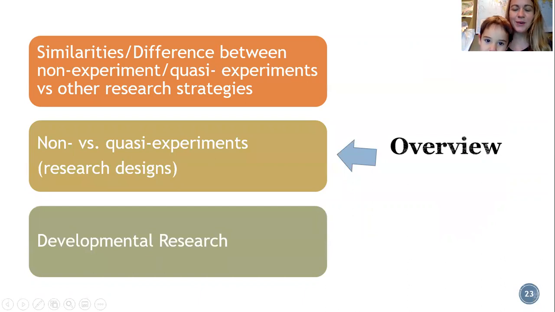So in this video, we're going to talk about different ways that we can do non-experimental and quasi-experimental research. In particular, we're going to highlight the difference between non-experiments and quasi-experiments and where they fall on the continuum between low and high internal validity.